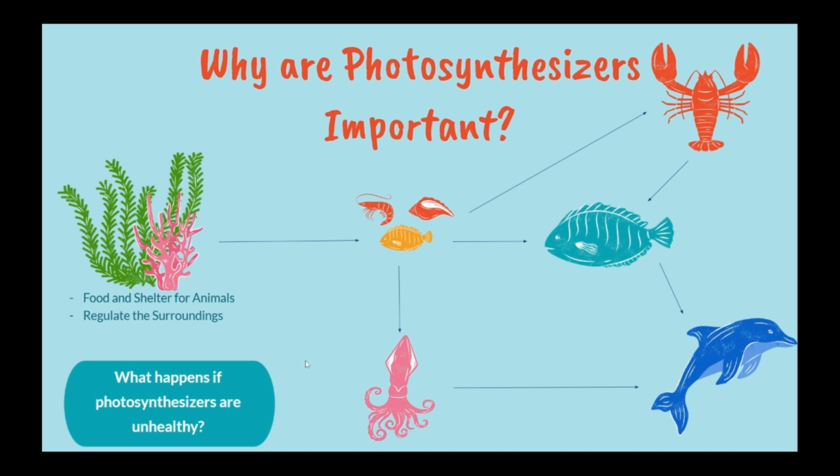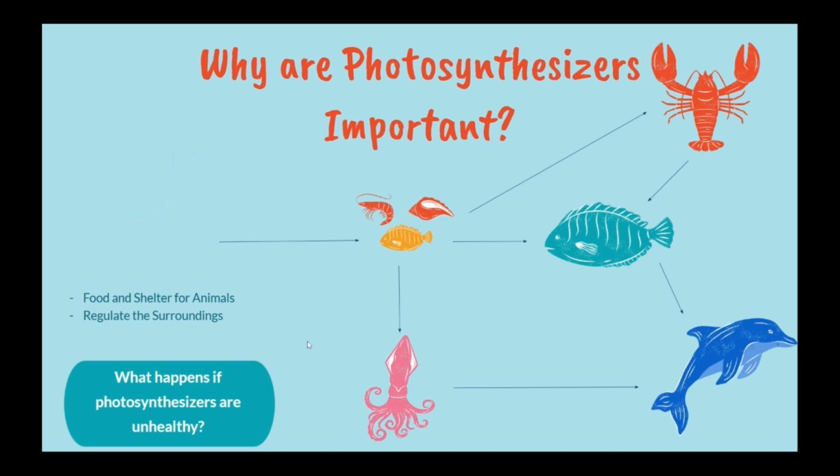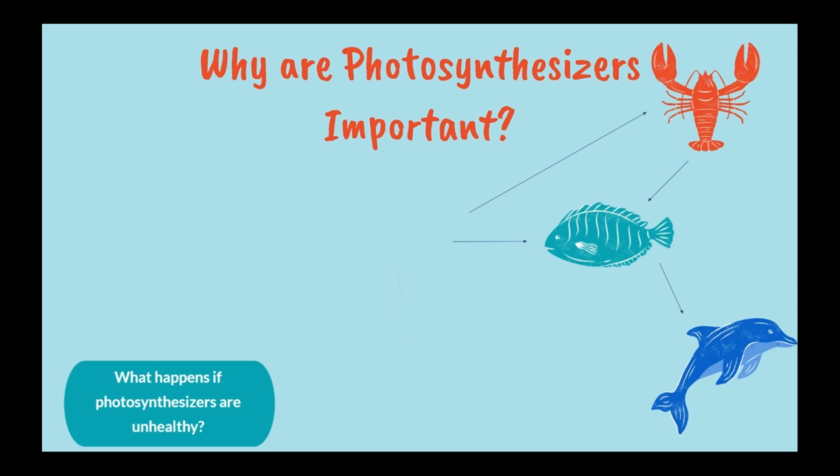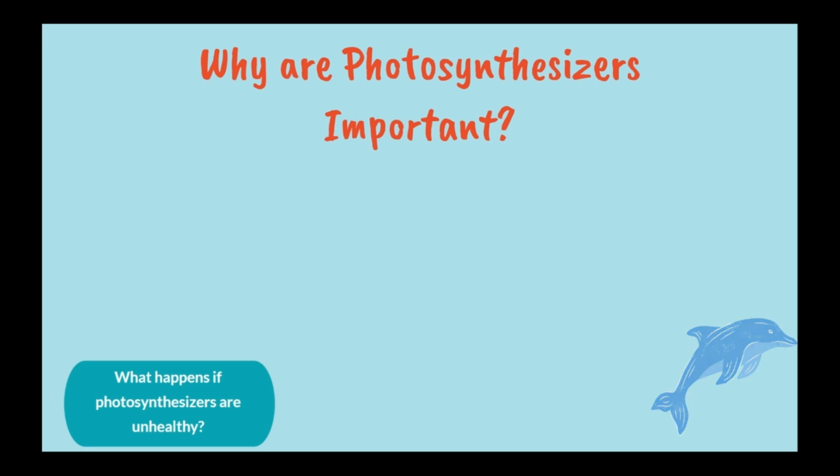Knowing this, what happens if photosynthesizers are unhealthy? We will see the number of photosynthesizers decrease and possibly vanish. This will cause the animals that depend on them to decrease and possibly vanish as well. This makes the animals that depend on those animals also decrease. This can lead to all these living things dying out.